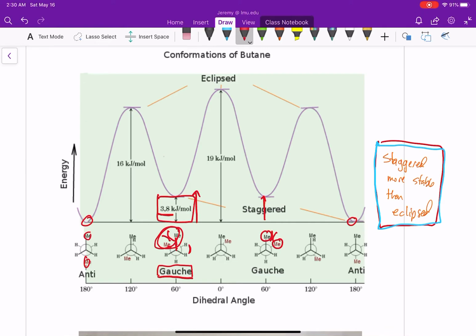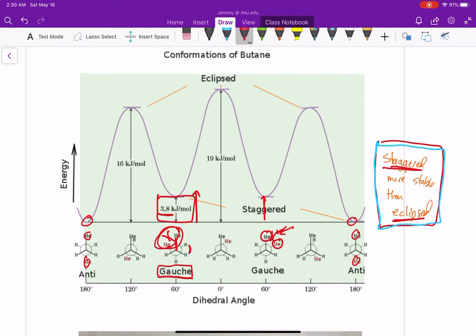All right. Staggered is always better than eclipsed, right? But if we can, we want to have our largest groups opposite because that doesn't have a gauche interaction, which raises the energy of the molecule. Okay, so a gauche interaction is when you have two groups, two of any groups, one in front, one in back, next to each other.